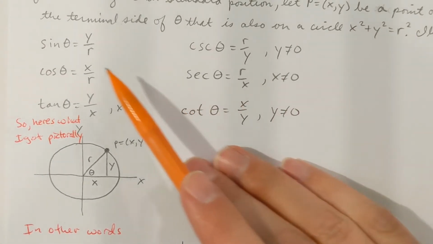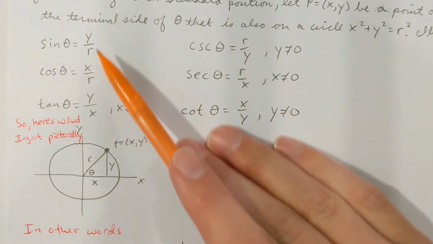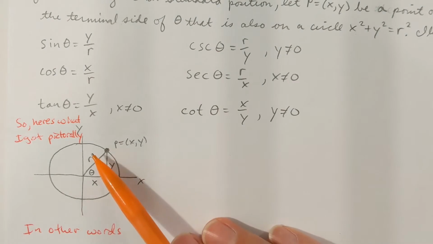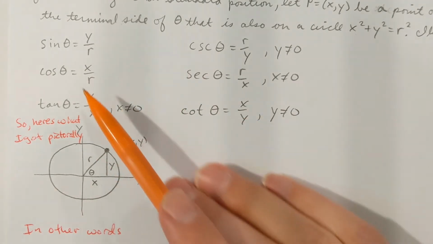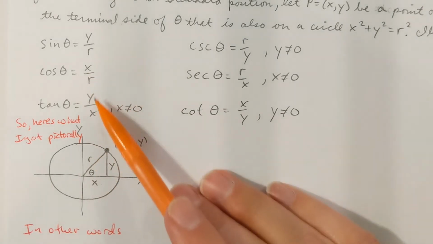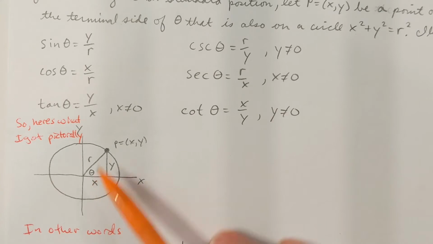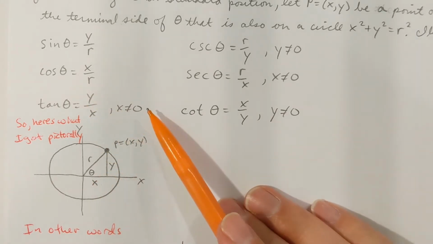The way that we define sine of theta, here's theta, is we want the opposite side over the hypotenuse, or y over r. Cosine theta is defined to be adjacent over hypotenuse, or x over r. Tangent of theta is defined to be opposite over adjacent, or y over x. X can't be 0.